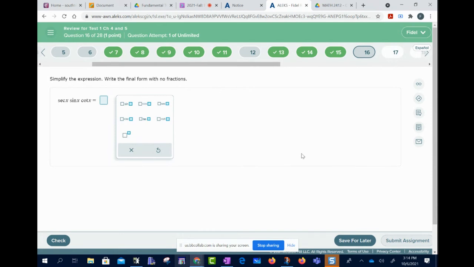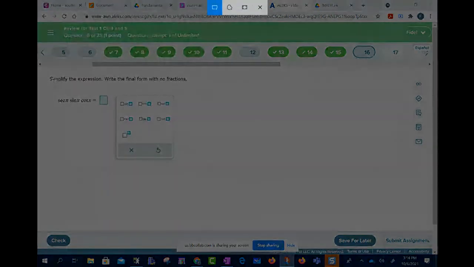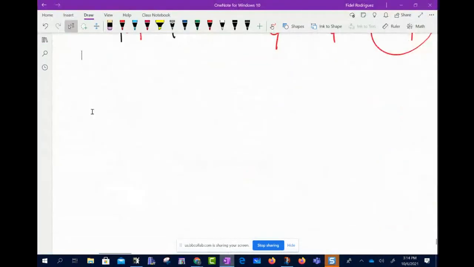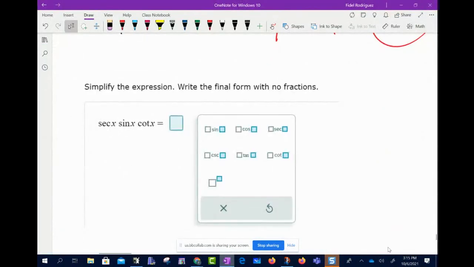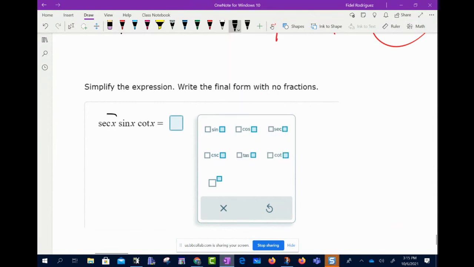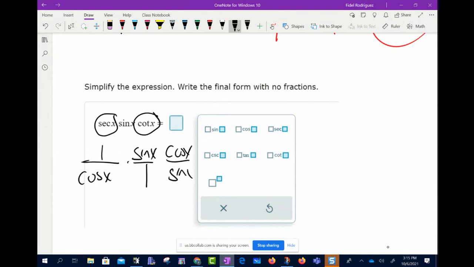The answer is 1? Are you sure? Yes, because secant becomes 1 over sine, and then cotangent becomes cosine over sine, so then everything comes out and that's 1 over 1. Okay, so let's just make sure we're good. All right. So look, I'll tell you what. Let's do this. What's another way for me to write secant? Not 1 over sine. There you go. Okay. We already know sine x is just sine x. What's another way for us to write cotangent? Cosine x over sine x.